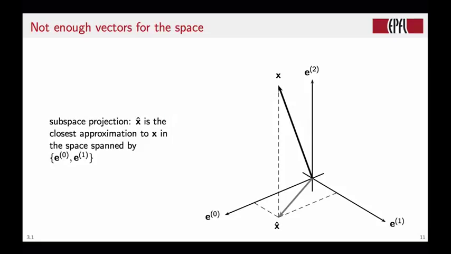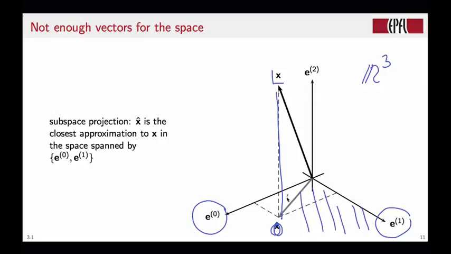If we have, instead of too many vectors, not enough vectors for the space of interest. So for example, here we have R3, three-dimensional physical space, for example, but we have only two vectors. Then we cannot hope to describe any vector in R3. We can only describe its projection onto the subspace spanned by E1 and E0 in this case. So the vector x cannot be exactly represented. We can actually only project it here to an x hat, which is the best least squares approximation of x on the subspace spanned by E0 and E1. So let me draw the subspace, which is, let's say, the horizontal plane in this case.